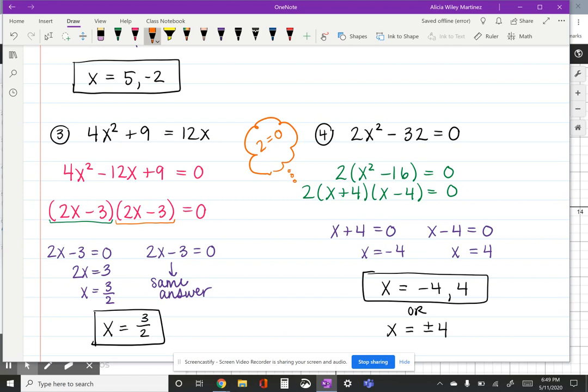And I'll talk about what this means in a moment. I set this equal to 0, and I set this equal to 0. You can see that work down here, giving me x equals -4 and x equals 4.